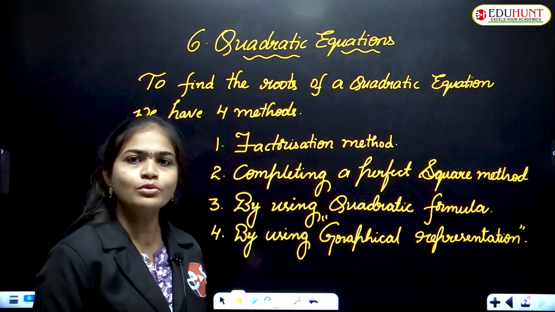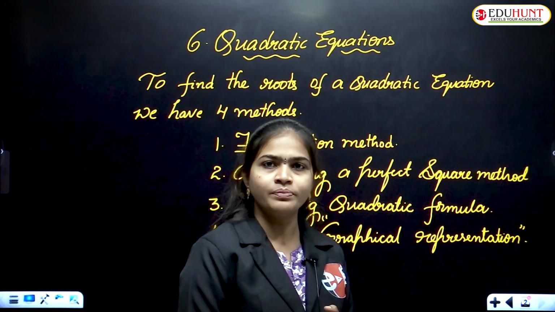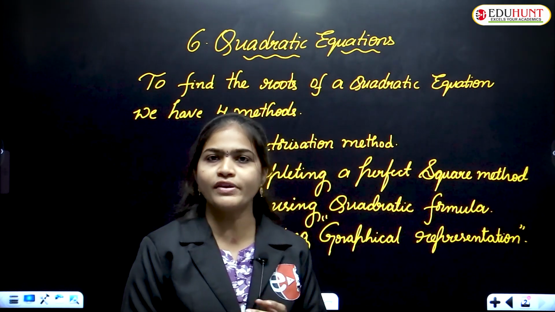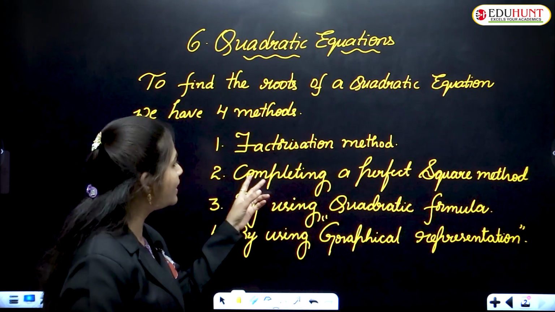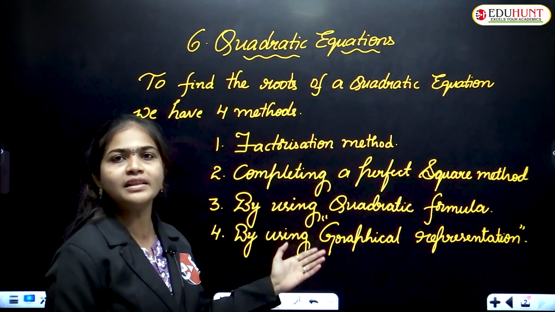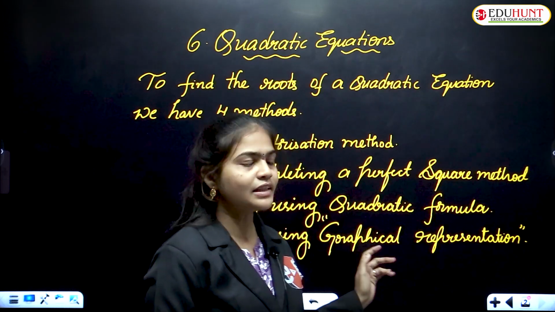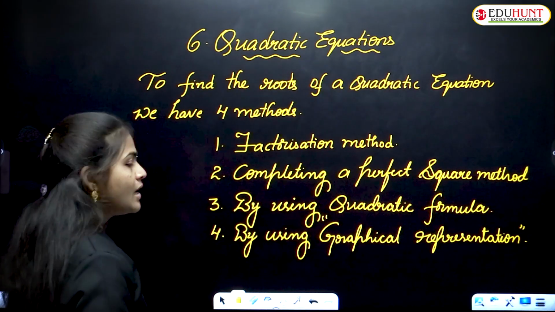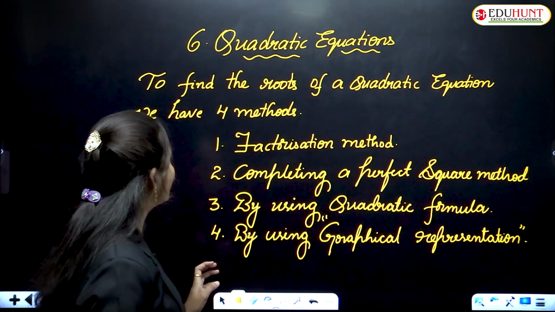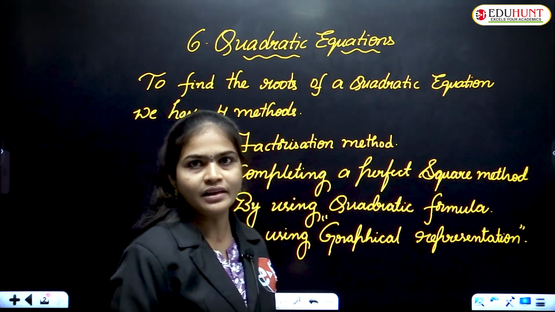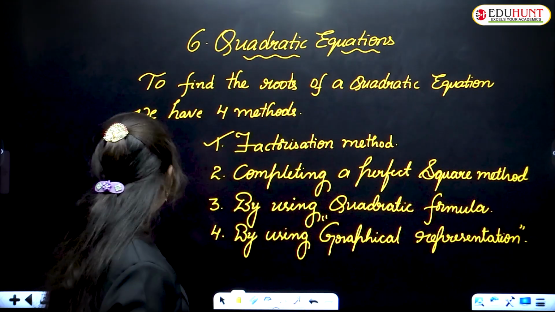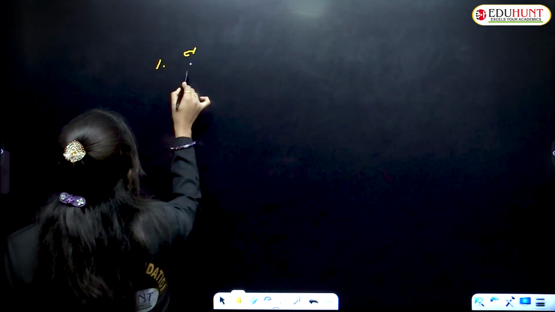So how many roots are there for a quadratic equation? Actually we have 2 roots for a quadratic equation, right? Those 2 roots also we can find by using any one of the 4 methods. Am I clear to you? So what is the first method? Factorization method, or factorizing method. First we will see the factorization method.